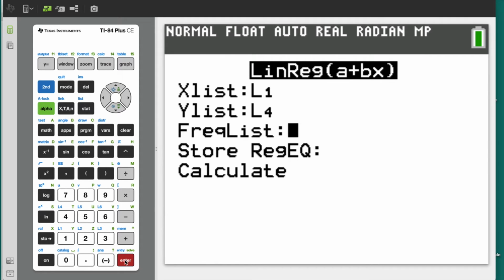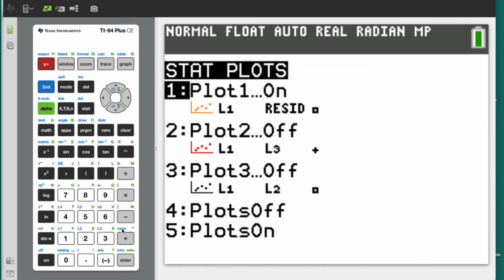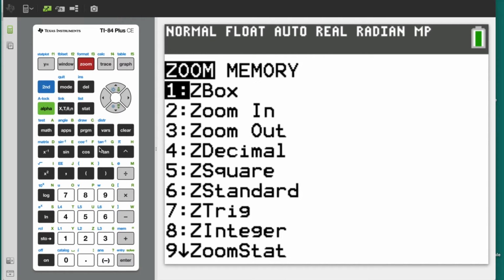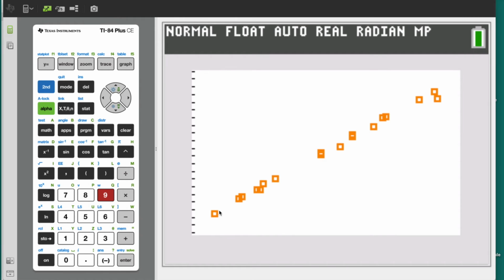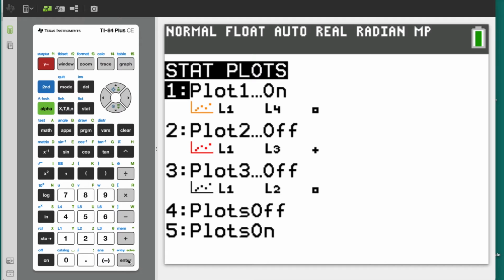L4, and enter. Okay, there's some pretty good R and R squares there. 0.9956, 0.9978 for the R, so that's looking good. We should be happy with that. Go to our plot. Again, make sure you're using L4, zoom 9. That's very straight, so that's looking pretty good. Let's do the residual.